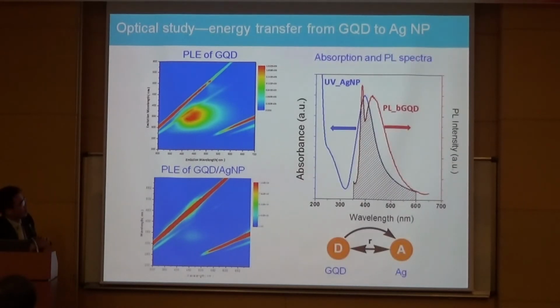The reason we think is the overlapping of the UV absorbance of the silver and the PLE spectrum of the blue emission graphene quantum dots, as you can see. The blue line is the UV absorbance of silver, the absorbance about 400 nanometer, and the red line is the PL mapping of blue emission graphene quantum dots, so the emission is about 400. So they have a lot of overlapping, meaning that the emission energy from the graphene quantum dots could be the energy donor to be reabsorbed by the silver nanoparticle. So we see an energy transfer phenomenon between the graphene quantum dots and silver.